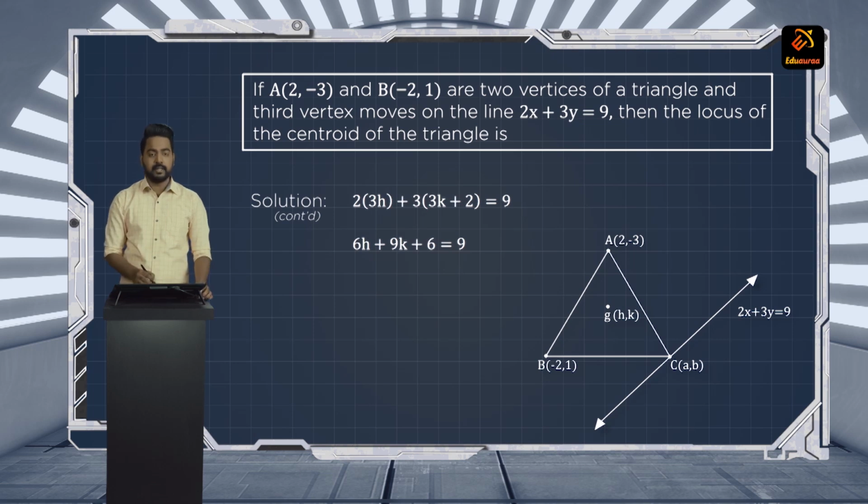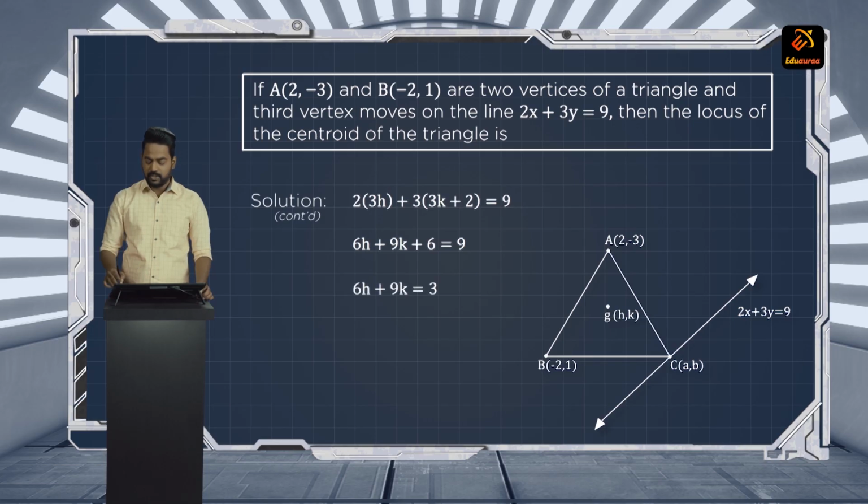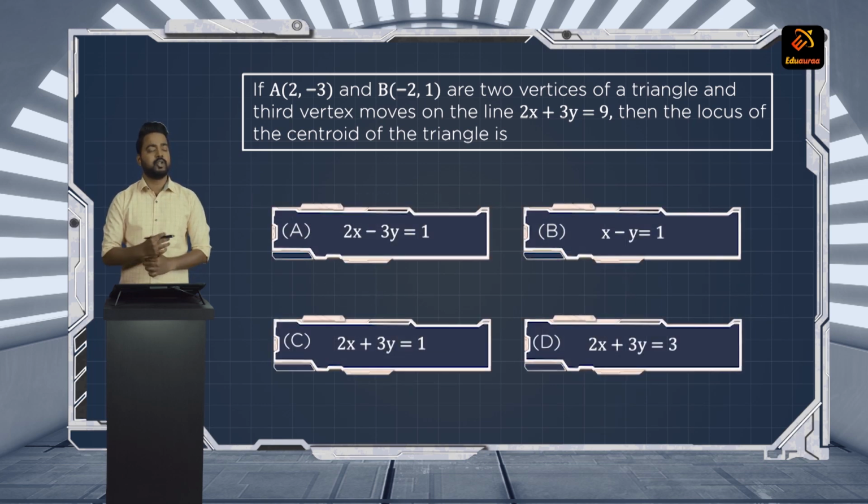If I take everything on this hand side, if I take the constant on the RHS, it will be 6h plus 9k equal to 3. And if I take 3 common, it will be 2h plus 3k equal to 1. So the locus will be 2x plus 3y equal to 1. So the option which is correct is option C.